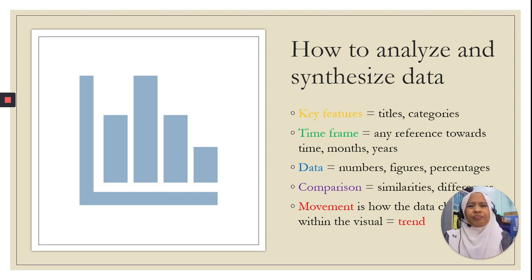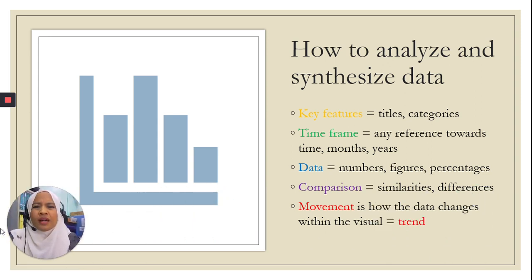Okay, what about the data? The data would be any numbers or figures or percentages that you see in the table or the charts given. Okay, and comparisons are where you try to spot the similarities or differences between the key features. Okay, and the movement is how the data changes within the visual, and this is what we call the trend.